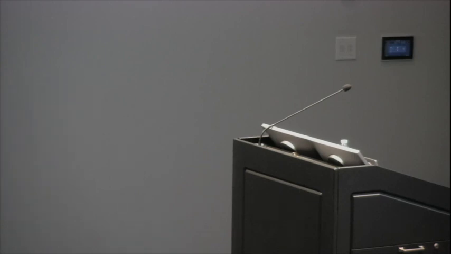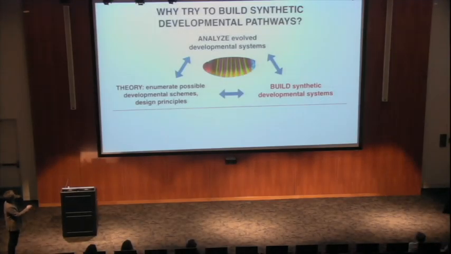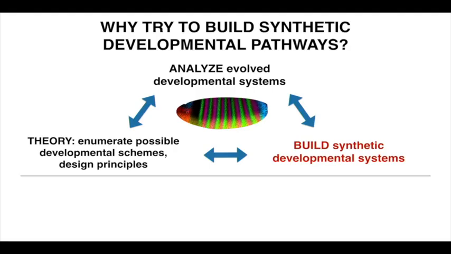So with respect to development, of course, if you take classical developmental systems, much of the work has gone into analyzing how these evolved systems work through a combination of genetics and biochemistry and cell biology. There's been obviously a lot of work in more recent years of trying to use theory to understand and enumerate developmental schemes in a more principled and general way.